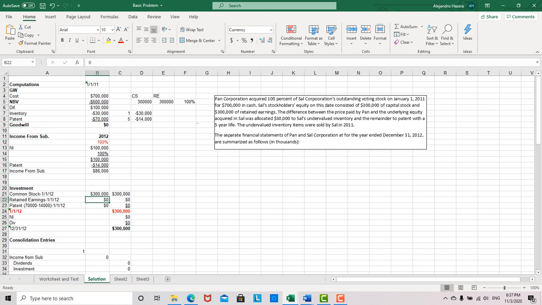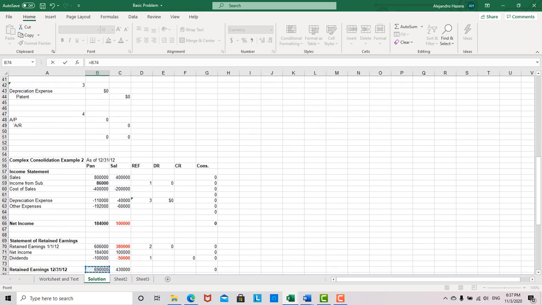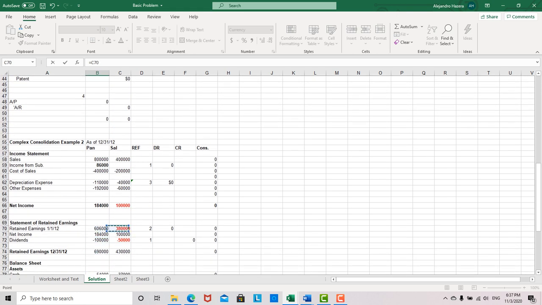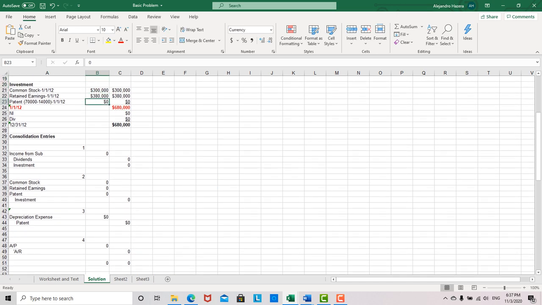Okay, now your retained earnings as of 1/1/12. Where do I get those from? I'm going to once again emphasize, when you need something from the sub's financial statements, go to the sub's financial statements. So let's see what the sub's retained earnings were at 1/1/12. Statement of retained earnings, that 380 right there. So the sub's statement of retained earnings tells you that their beginning retained earnings at 1/1/12 are 380.